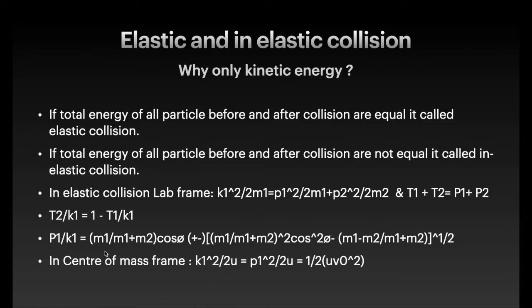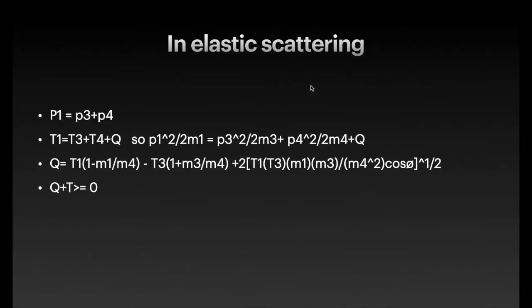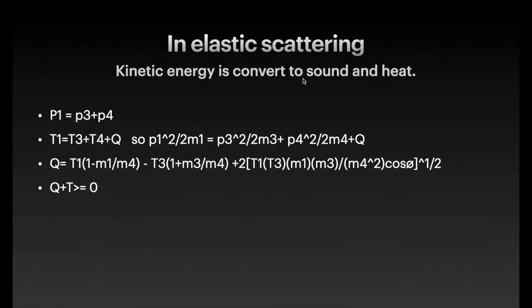P1 by K1 is m1 upon m1 plus m2 cos phi plus or minus the square root of (m1 upon m1 plus m2) square cos square phi minus (m1 minus m2) upon (m1 plus m2). In the center of mass frame, K1 square by 2mu is P1 square by 2mu, which is half of mu v naught square. v naught is the initial velocity. In inelastic scattering, kinetic energy is converted to sound and heat.